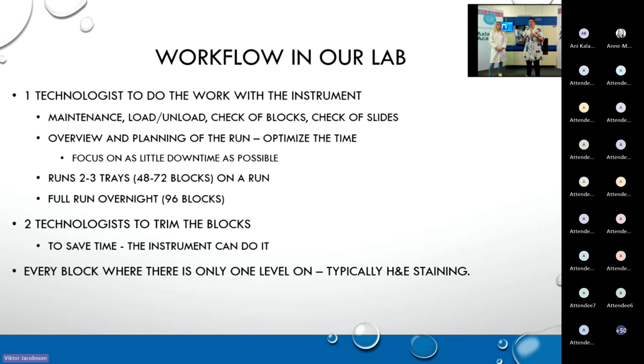And we did some calculation on it at the start of this process with the instrument. And we could just see that we will save time by using 2 technologists to trim the blocks. We are running on every block that only has 1 level on it, and it will typically just be an H&E staining. And again, sometimes maybe a special staining. So we try to put everything on it, and then we hope the quality is the best that it can be. And maybe sometimes there will be some really hard tissue or something like that which has to go for manual.